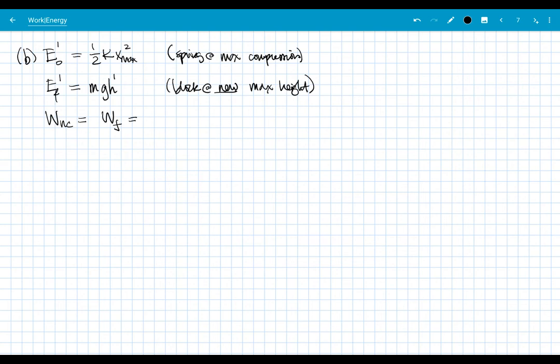And well, if you think about it, after the block goes from the max compression of the spring up to its new maximum height, it has to go over that frictiony patch again, doesn't it? Yeah, so our friction here is going to be the same, mu k mgd. And at first you might say, hey, why is it going to be the same? Because it's going the opposite direction. So wait, let's go back.